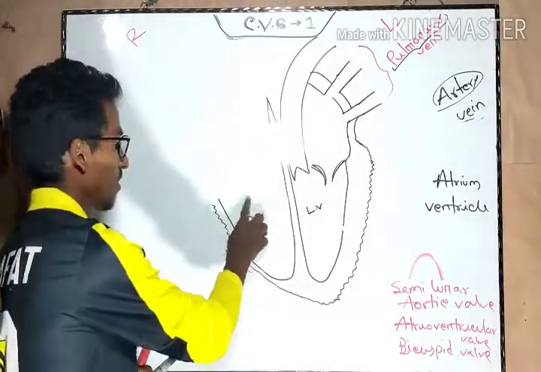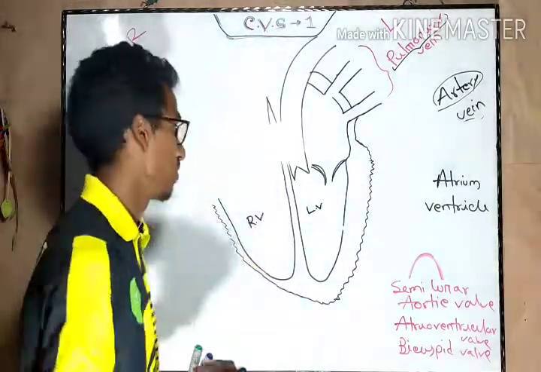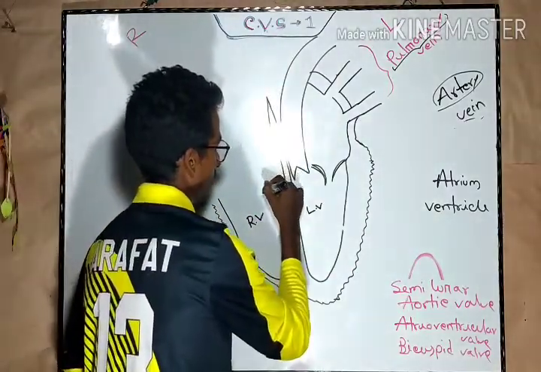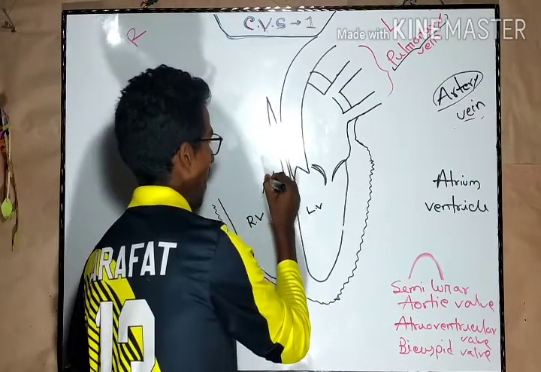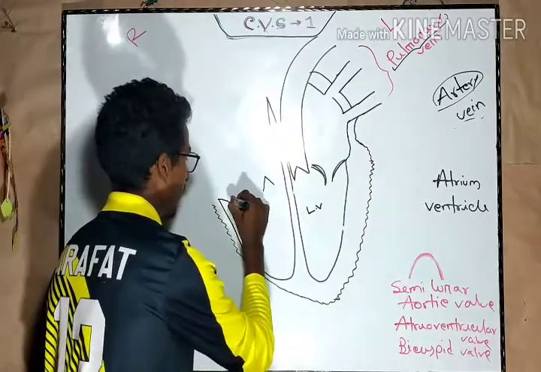Now look at that. Right ventricle. In the right ventricle there are also two valves. One valve up the way and one valve down the way.